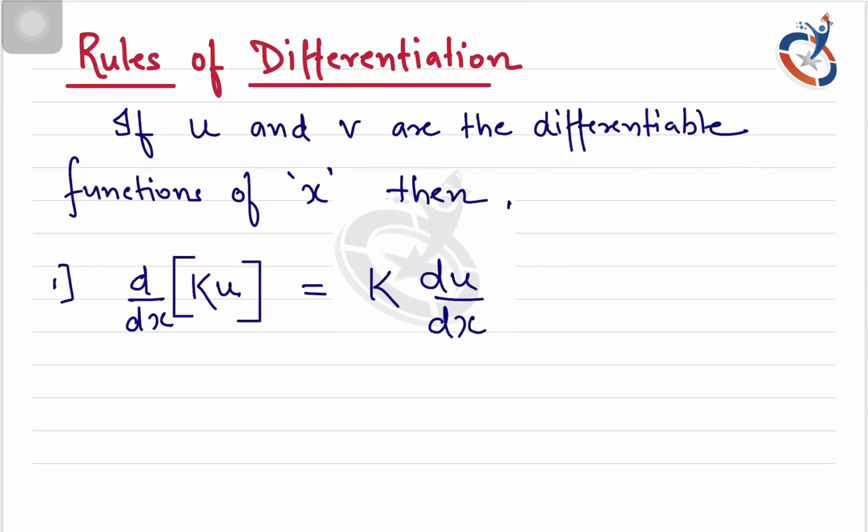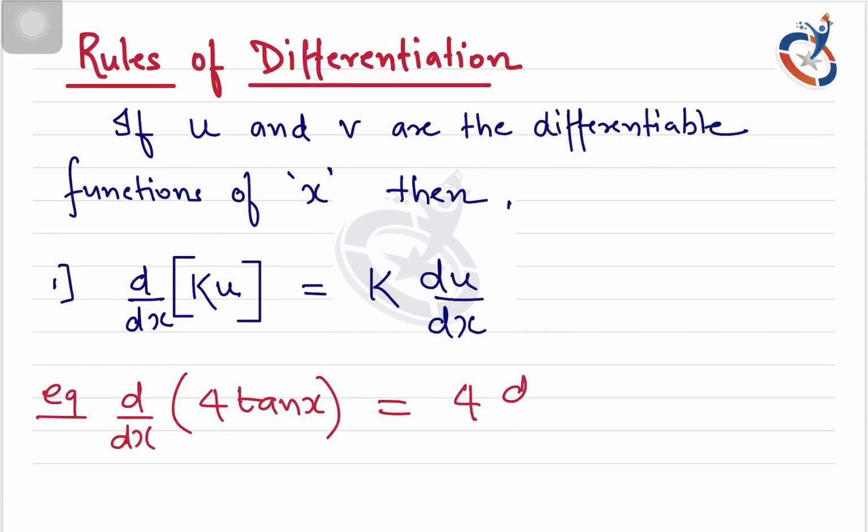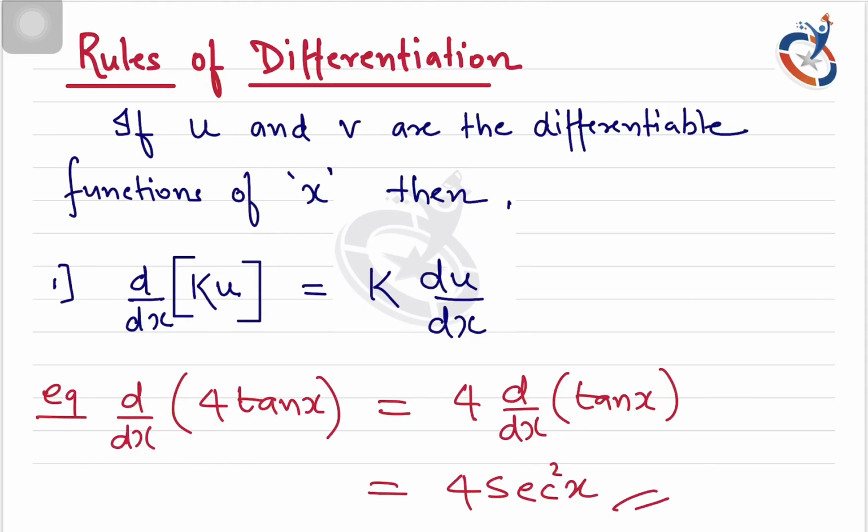Okay. For example, if I ask you, what is the derivative of 4 tan x. So here tan x is the function, 4 is a constant. To keep that 4 out, it's going to be derivative of tan x, right? But we can write directly the answer as 4 into derivative of tan x. Derivative of tan x is sec square x. The answer is 4 sec square x. So in sums, you can directly write this. Derivative of 4 tan x is equal to 4 sec square x.